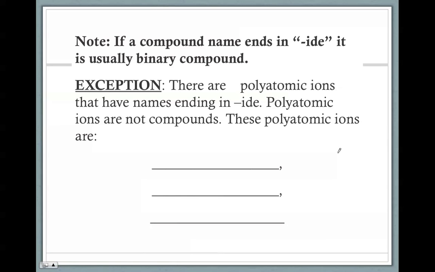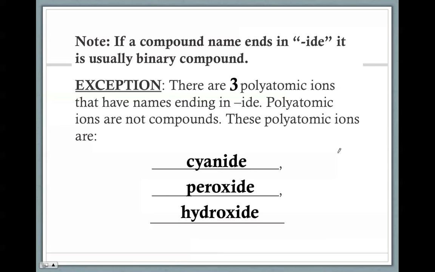All right, now one thing I want to point out, and this is not in your note packet, is that if a compound name ends in IDE, it's usually a binary compound. However, you have to be careful with polyatomic ions. Polyatomic ions themselves are not compounds, and these are just some examples. If you look on table E, cyanide, peroxide, and hydroxide. So just be aware if you see those three that they're not actually an element, but that they are part of the polyatomic ions, and you're going to have to look at table E.